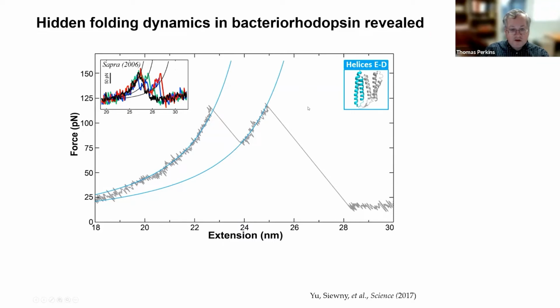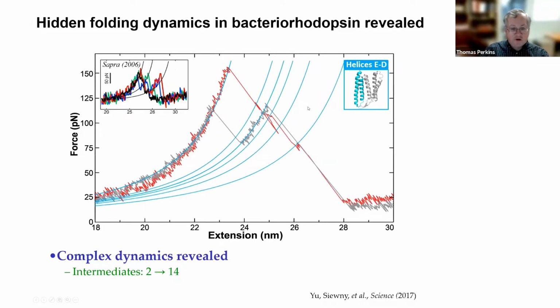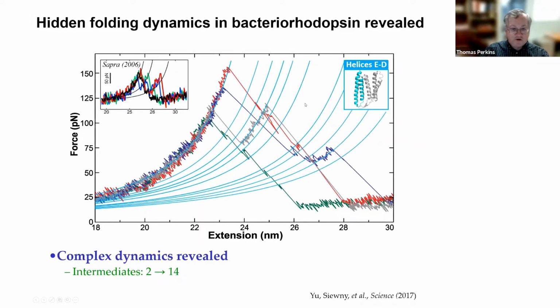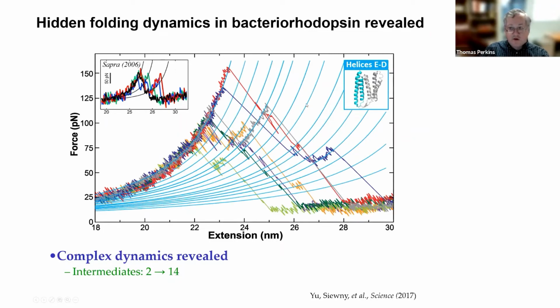If we do it again, we get a different unfolding pathway. If we do it again, we get a different unfolding pathway, and we can do it about 100 times in this paper. Each time it unfolds differently. So the take-home lesson here is that we went from seeing 2 intermediates to at least 14, or put differently, we were missing approximately 85% of the unfolding intermediates.